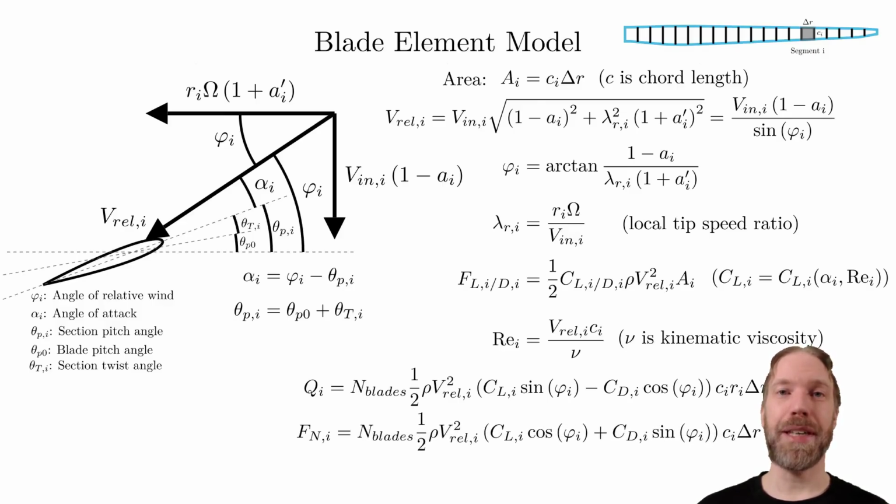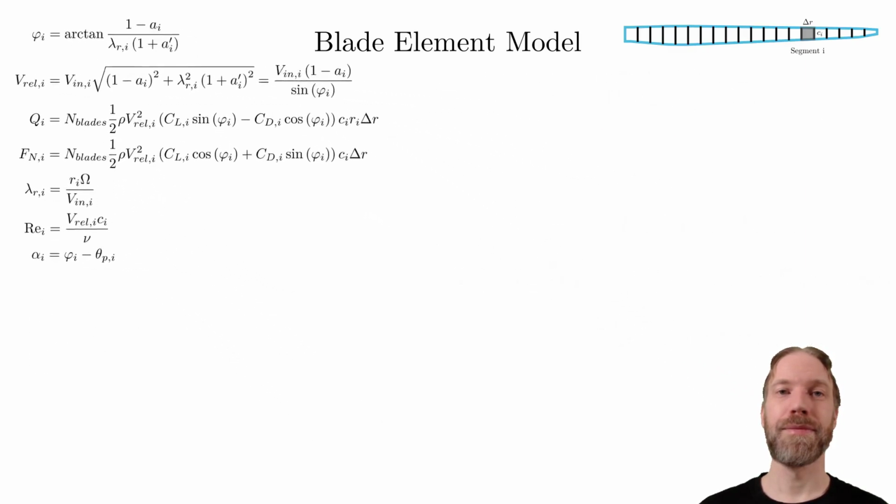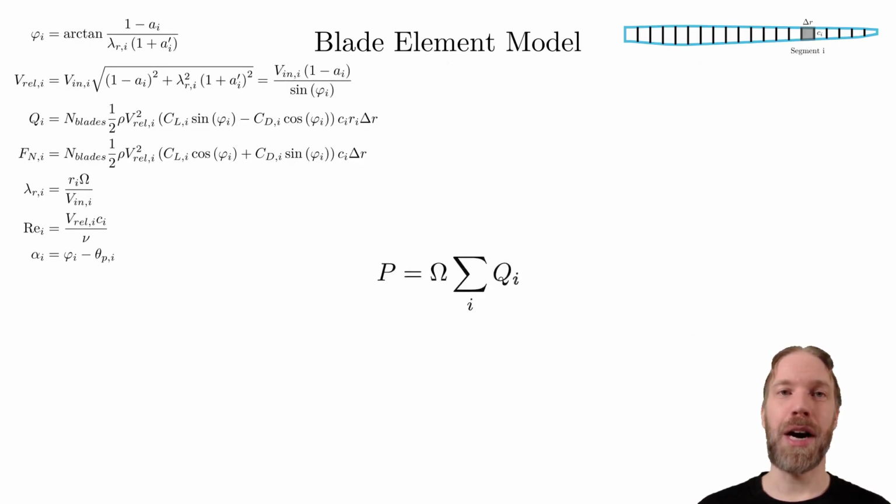Now we have the expressions we need to calculate the normal and tangential forces, as long as we know the actual and angular induction factors. To calculate the turbine power, use that power is rotational speed multiplied by the torque and sum over all the segments. To calculate the thrust force, use that it has the same direction as the normal force. Hence, all we need to do is sum the normal force over all segments.